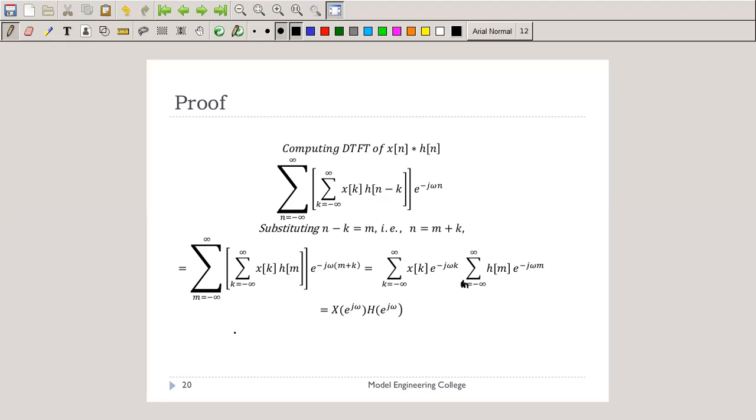Now, this expression is the analysis equation for the sequence x of k, that is the DTFT spectrum equation. So this is equal to x of e raised to j omega, and this one is equal to h of e raised to j omega. Therefore, x of e raised to j omega into h of e raised to j omega. That is, DTFT of convolution of x of n and h of n is equal to the product of the respective spectrums.